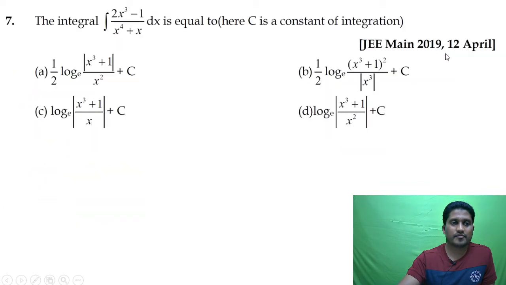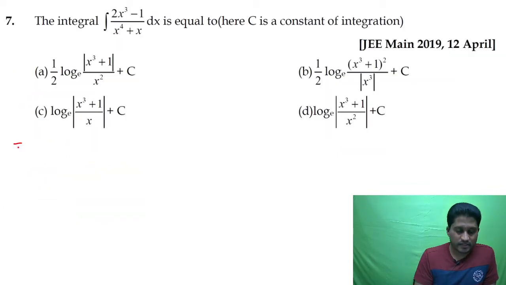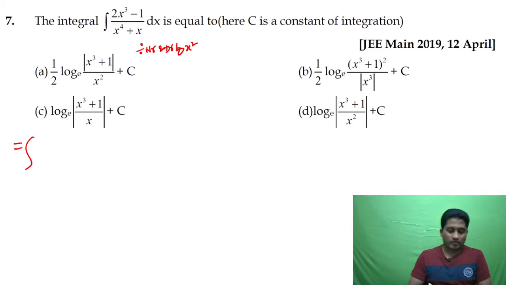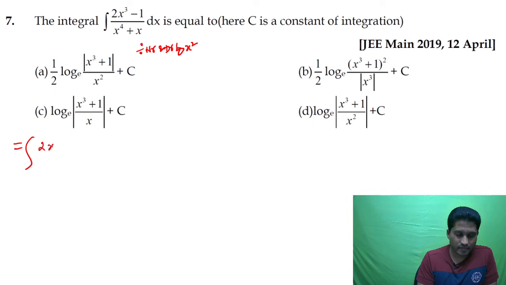Right, let's move to the next question. Within 30 seconds you can do this question guys. Don't separate them. Based on the observation, you divide numerator and denominator by x square. You can separate and do it in 3 pages, but divide numerator and denominator by x square. You get 1 minus 1 by x square divided by x plus 1 upon x, and then dx.